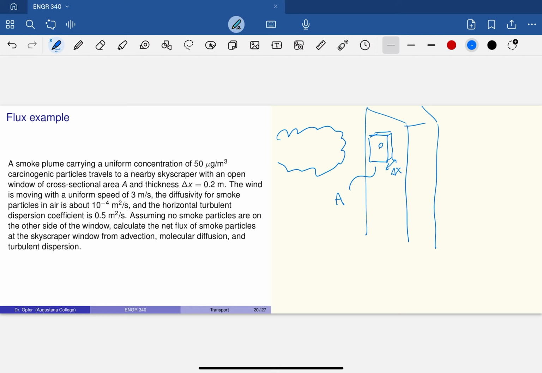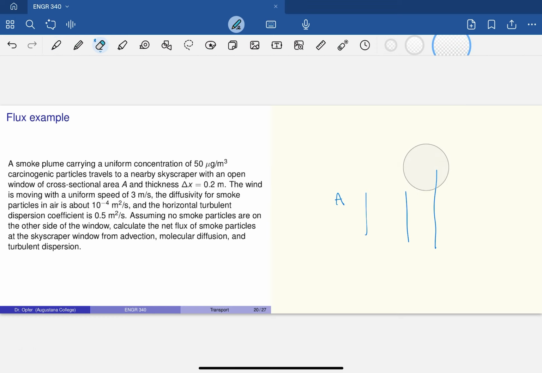Now there's going to be people inside. Well, I guess there doesn't have to be, but if there were people inside, what would be happening is they would start seeing these smoke particles enter the room, and assuming that it's a closed room, the smoke particles won't have anywhere else to go. So these fluxes in general will be changing over time. So we're just going to look right at the instantaneous moment the smoke plume reaches the window. Okay, so let's start with advection, or advective flux, because why not?